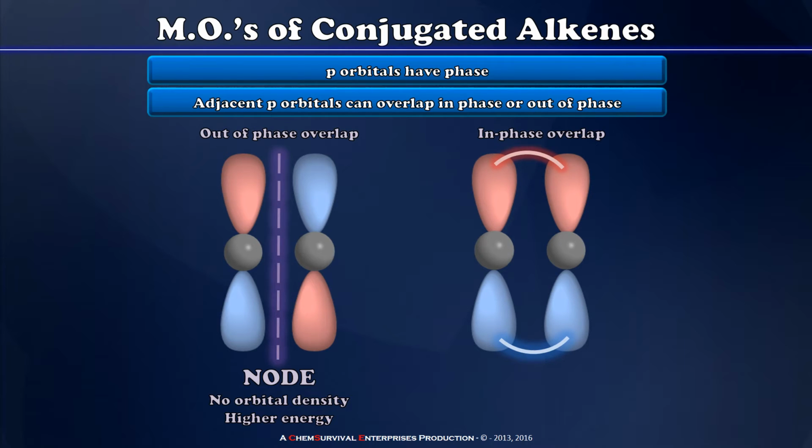However, when the overlap is in phase, we have a good bonding interaction where there can be a large amount of electron density between the two nuclei. So this in-phase overlap is what's responsible for creating the bonding molecular orbitals which create the pi bond.